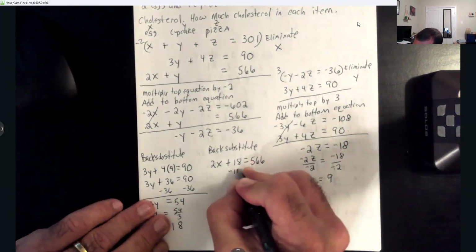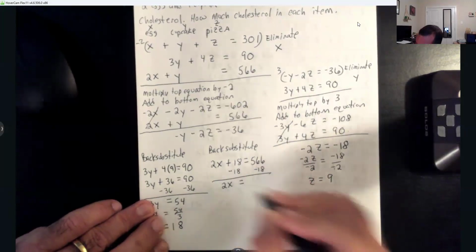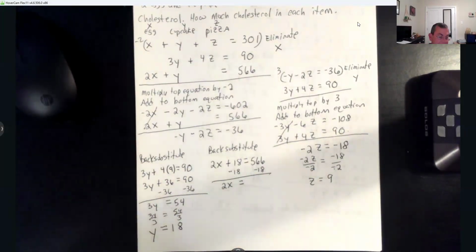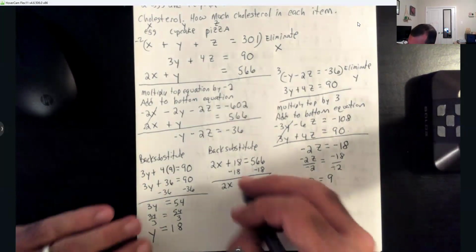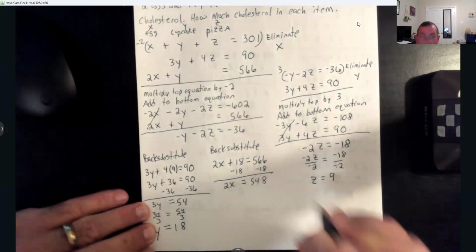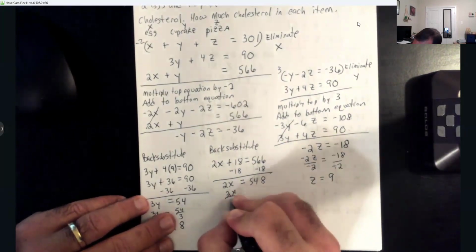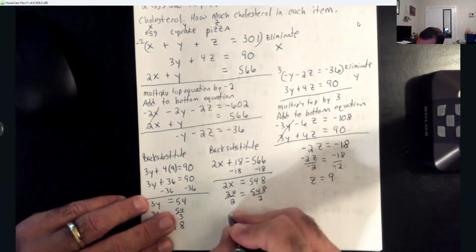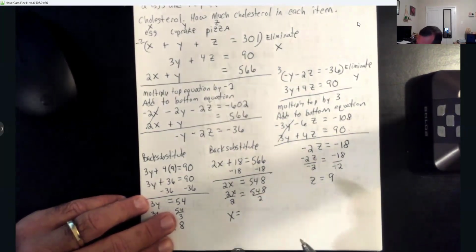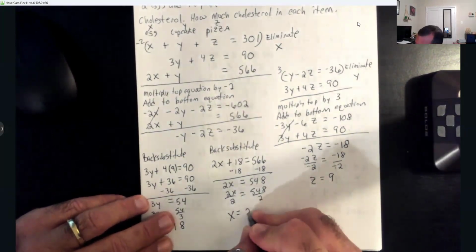So let's subtract 18. So let's see, 566 minus 18. I'm getting 548. And then let's see, looks like you divided by 2 on that. So that cancels and x equals, what's that, 2? Oh, Nat, you got it. What you got? 274. Good job.